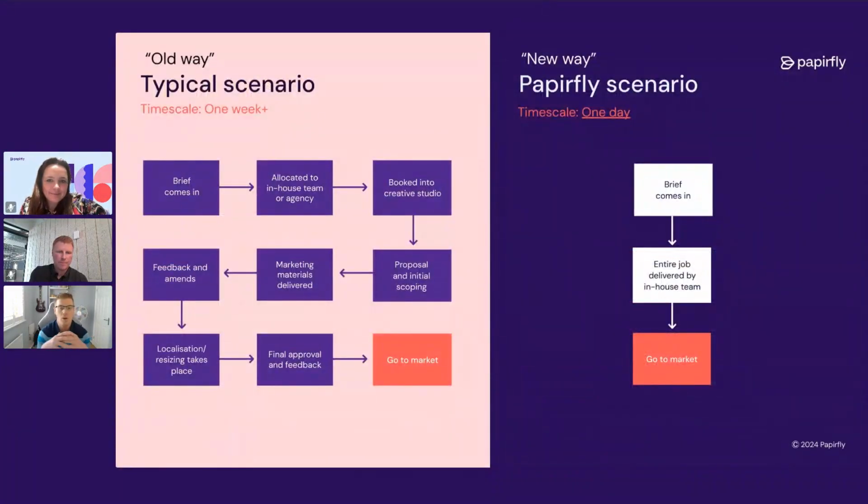So there's the old way and there's the new way of doing things. Without Papirfly, it's a long process, the old way. It involves many departments and teams. It could take up to a week to get all this stuff worked out, to produce perhaps even a single piece of marketing collateral. But with Papirfly, we're streamlining that process so that marketing collateral can be created on demand by any business user, removing dependencies so your business can produce at scale.